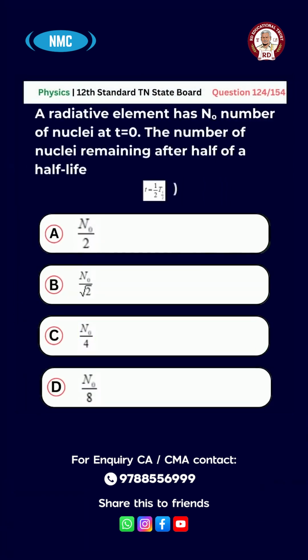Question number 124. A radioactive element has n0 number of nuclei at t equal to 0. The number of nuclei remaining after half of a half-life, that is, at time t equal to 1 by 2 T1 by 2: option A, n0 by 2; B, n0 by root 2; C, n0 by 4; D, n0 by 8. The right answer is option B, n0 by root 2.